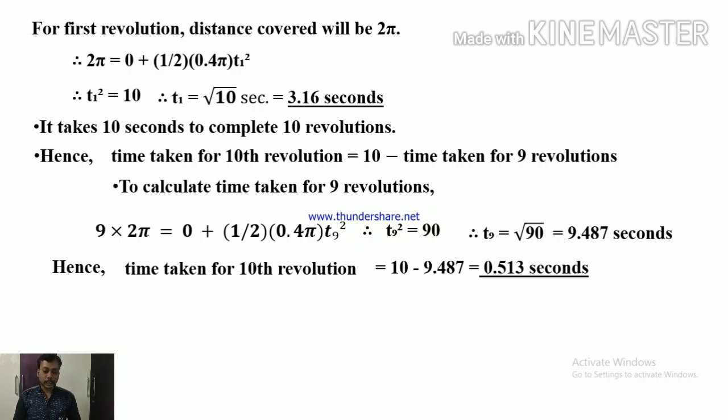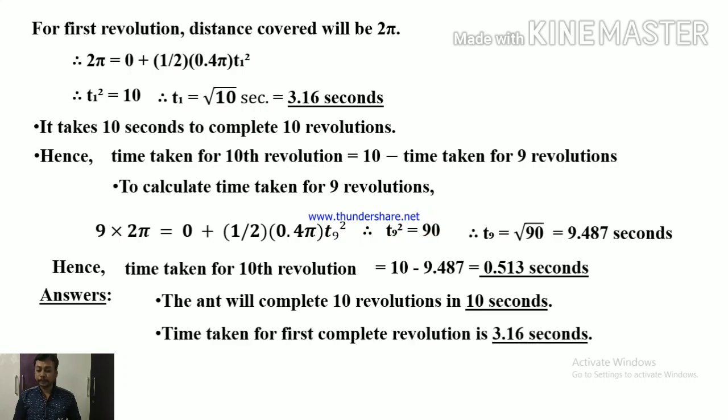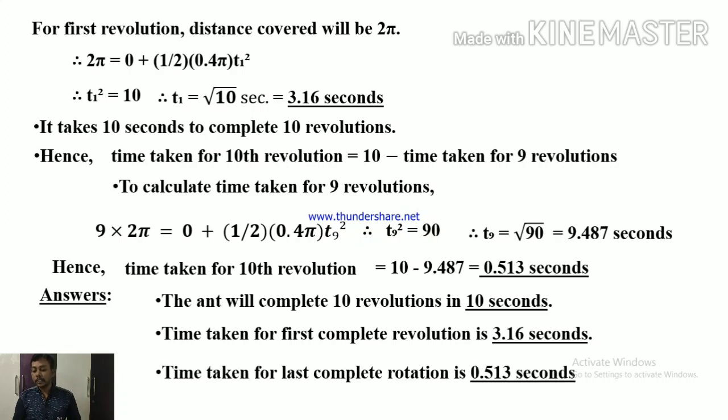So the three answers are: first, we had to calculate that the ant will complete 10 revolutions in 10 seconds. So in 10 seconds, a total of 10 revolutions are completed. The time taken for the first revolution is 3.16 seconds. The time taken for the last complete revolution is 0.513 seconds. So note down this example in your notebook.